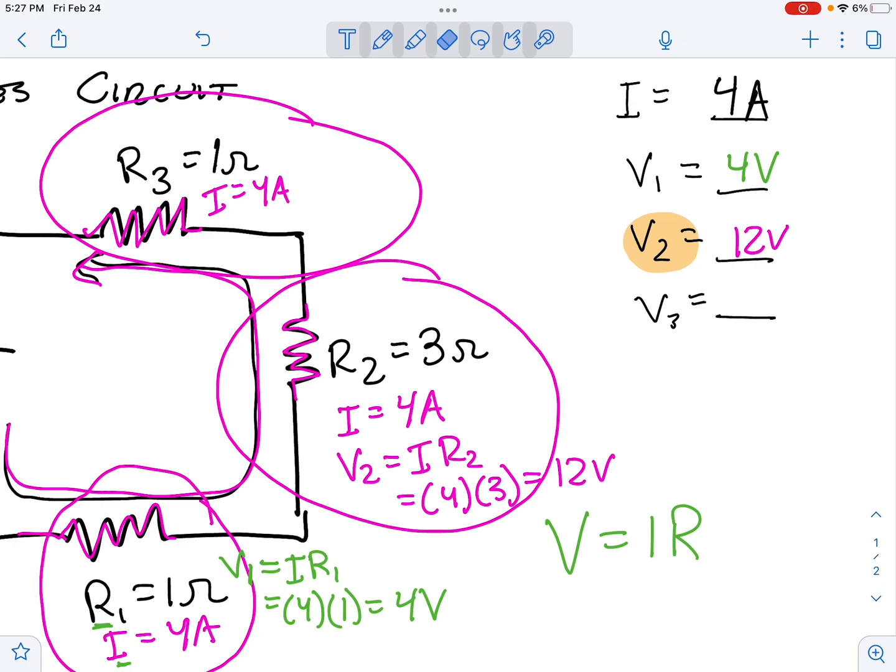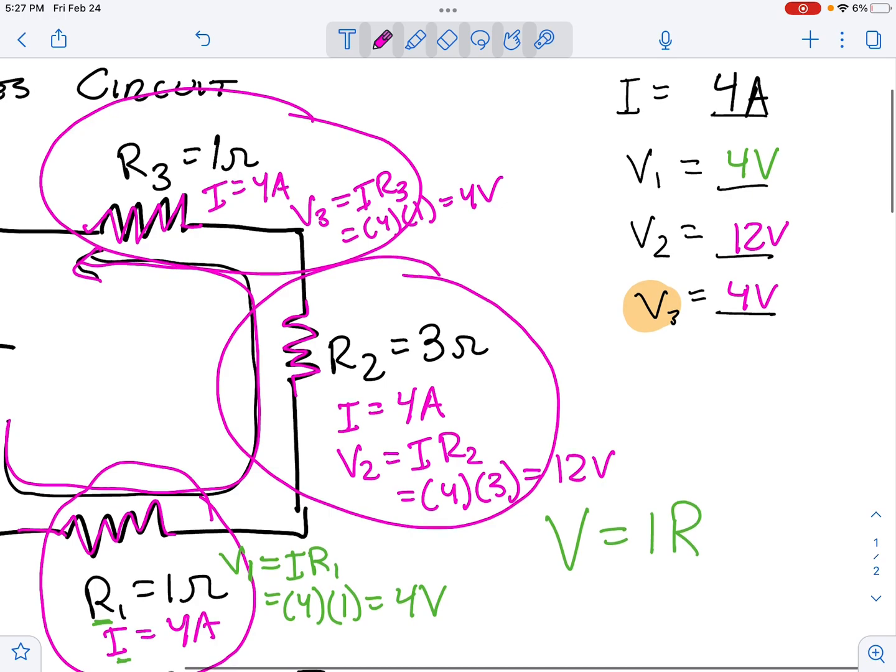Excuse me. And now we're looking at V3, which is this one right here. And we do the same thing. We say V3 is equal to I times R3. I is 4, R3 is 1. So this is 4 volts.